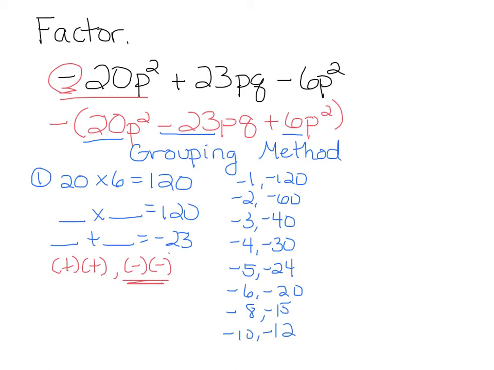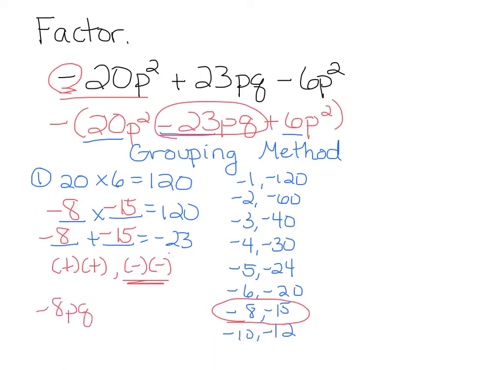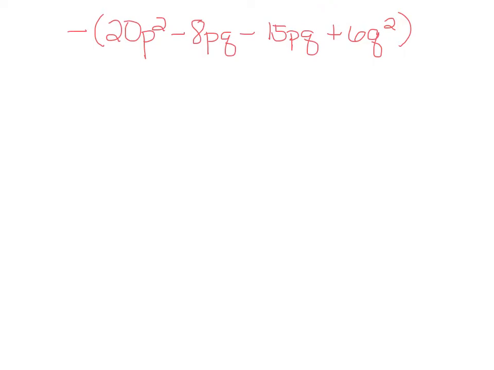The combination of numbers that multiply together to give me a positive 120 but add up to give me negative 23 would be negative 8 and negative 15. So now we're going to rewrite the expression, and instead of writing negative 23pq, we'll write negative 8pq minus 15pq, using the numbers that we found in our previous step. At this point, we're going to use the grouping method. We'll split these in half.